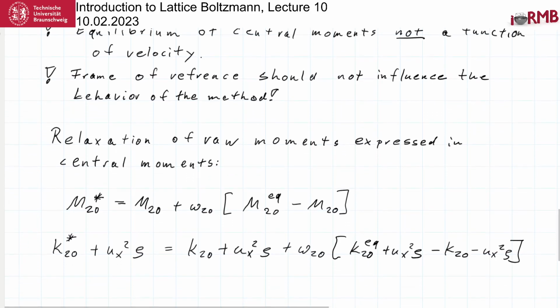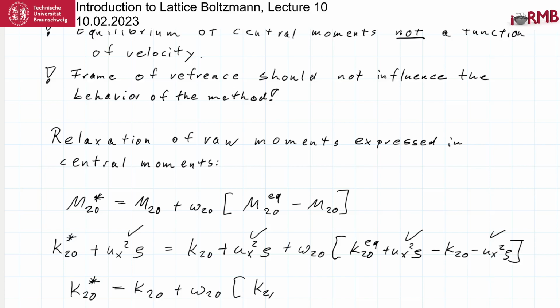And because the velocity is conserved, it's always the same. Because it's always the same, this kills this here, and this kills that here. Then we get K20 after collision is K20 plus omega 20 times K20 equilibrium minus K20. So is this good or bad? Good? Bad? It's good. They look exactly the same.